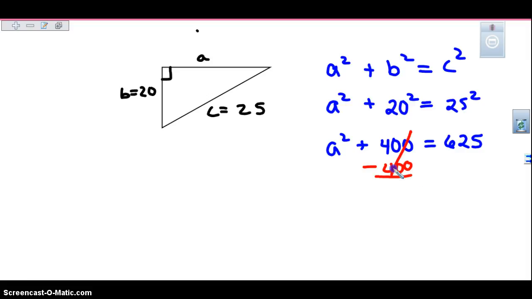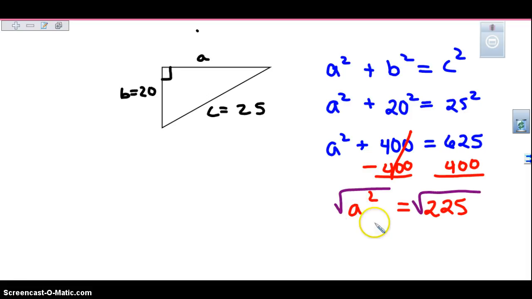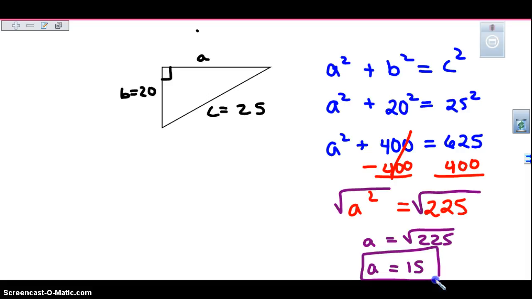We subtract 400 from both sides. A squared equals 225. How do we find A by itself? What do we have to do to get rid of the exponent 2? Square root. The square root of A squared is A. So A is equal to the square root of 225. What's the square root of 225? 15. 15 times 15 is 225. So that means that this leg is equal to 15.